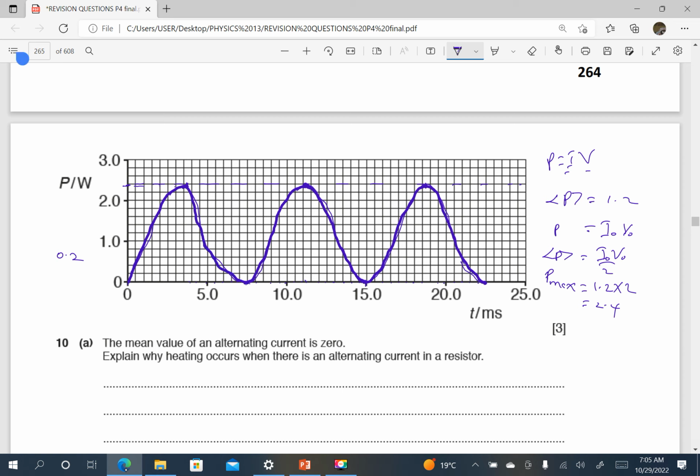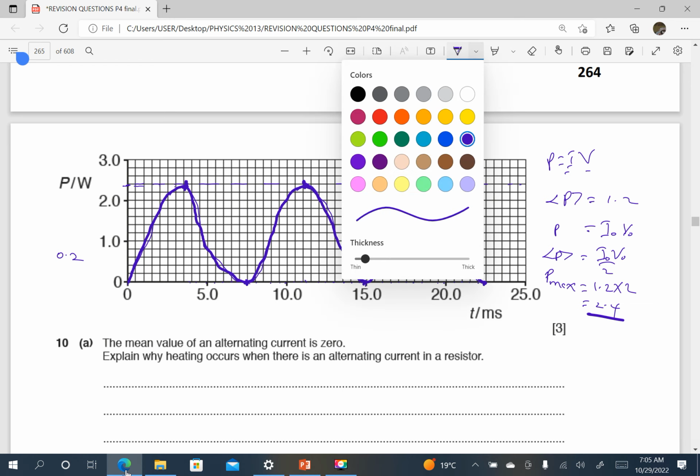Yes, I've tried to draw a better graph. What is very important are the positions for the peaks and where it goes back to 0. That is the most important thing here. So that will be the graph of power against time. That's not the maximum power. The average power was 1.2 and maximum power is twice the average power. Okay.